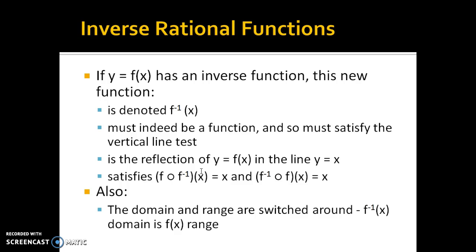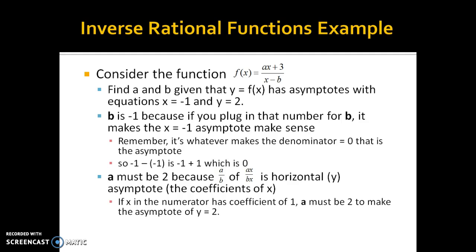Another important thing to remember is that the domain and range are switched around in the cases of inverse and regular functions. In inverse functions, the range would be the regular function's domain, and vice versa. So here's an example, from page 79, number 5. Consider the function f of x equals ax plus 3 over x minus b. It asks you to find a and b given that y equals f of x has asymptotes with equations x equals -1 and y equals 2.